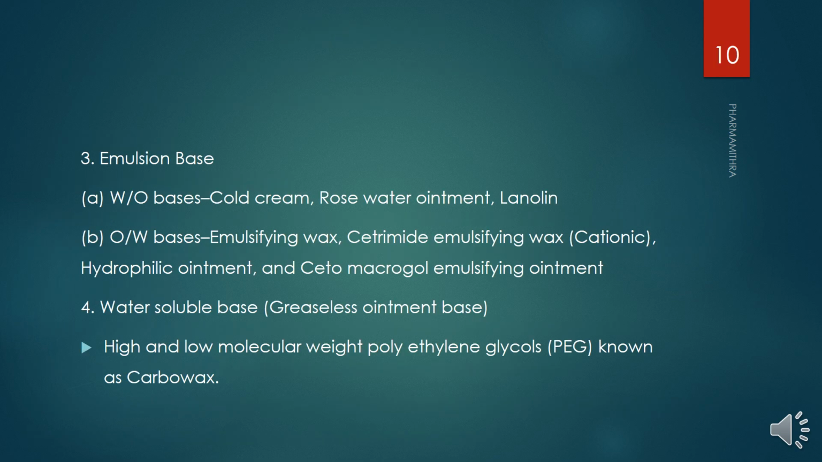And the next category of base is emulsion base. Emulsion base is either water in oil base or oil in water base. An example of water in oil base is cream, etc., which will come under emulsion base. Whereas oil in water base will come under the emulsifying base, cetrimide, etc.